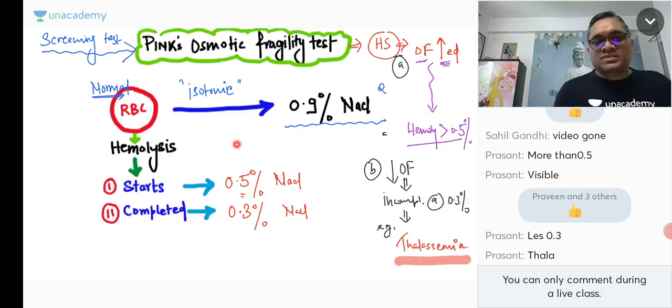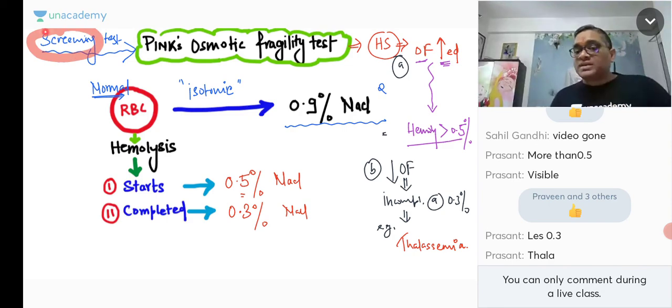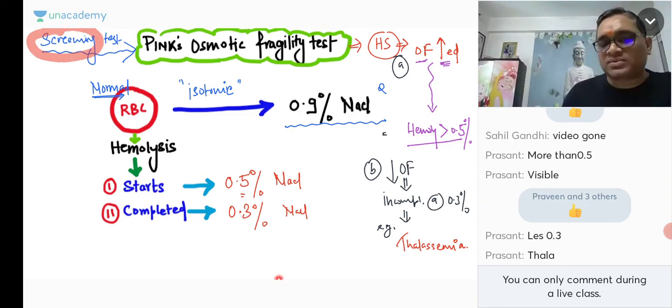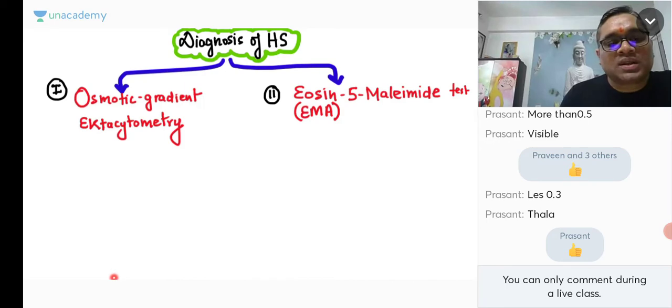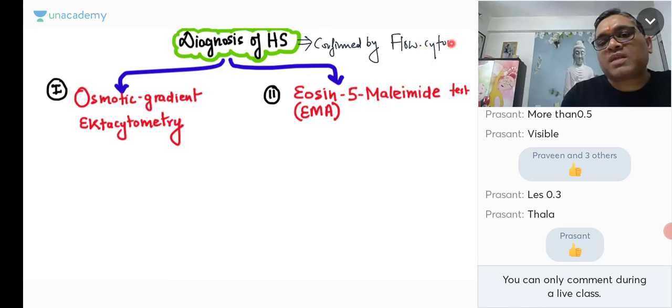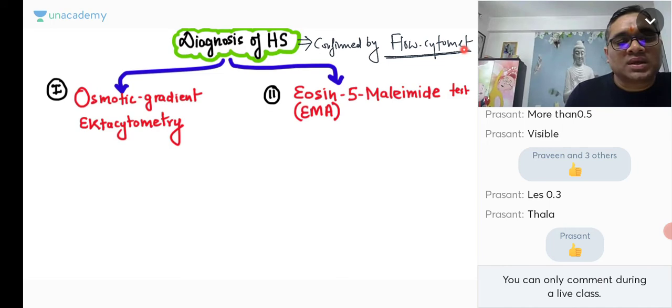Pink's osmotic fragility is a mere screening test, not for confirmation. All these are very important points. So how are we going to confirm the diagnosis? The diagnosis of hereditary spherocytosis can be confirmed by flow cytometry. Remember this one: flow cytometry will confirm the diagnosis. So this point is, I think, clear.